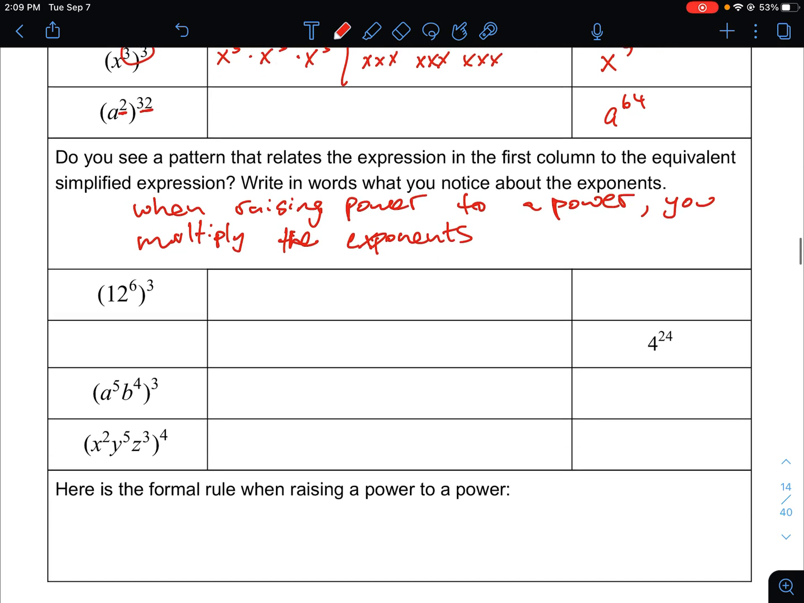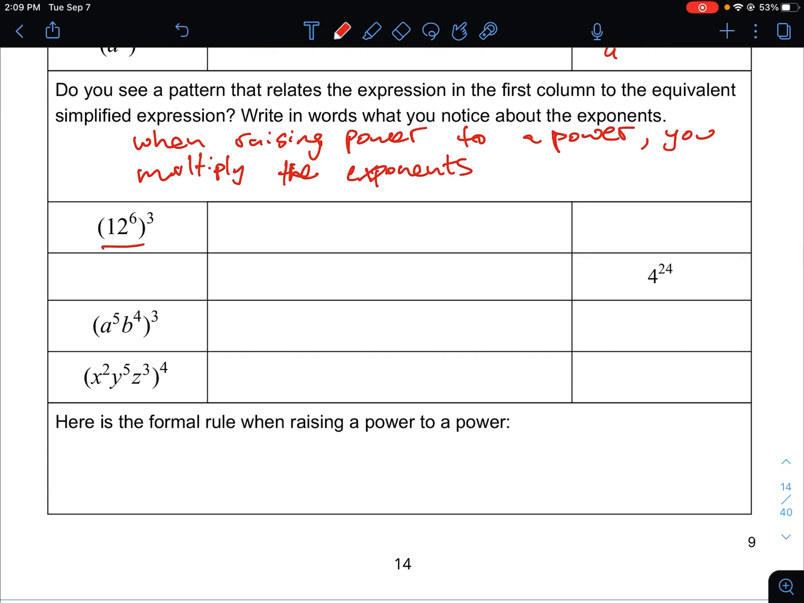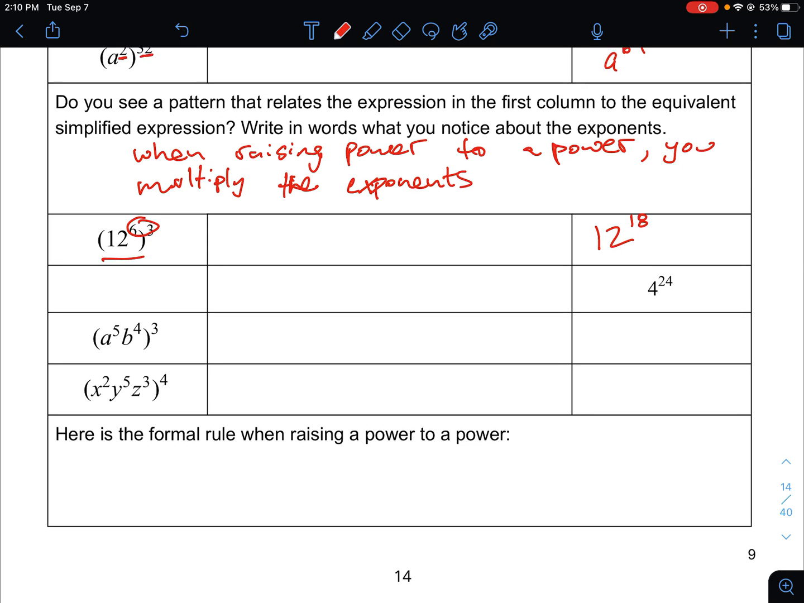So let's just jump to the chase. We're doing 6 times 3 here. So it's 12. 6 times 3 is 18. 12 to the 18th. 4 to the 24th. What are some different ways you can write that? Well, how about 4 to the, what two numbers multiply to get you 24? How about 12 and 2? 4 to the 2nd power raised to the 12th power.